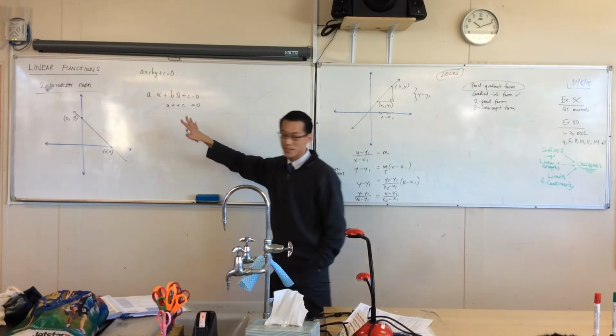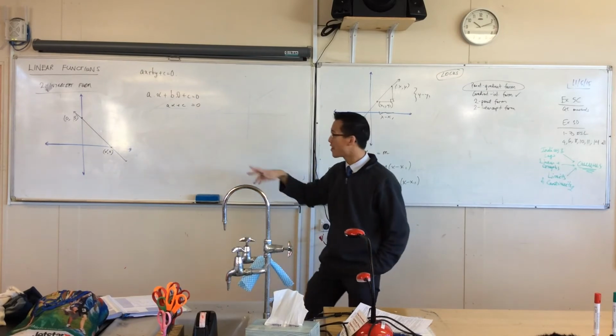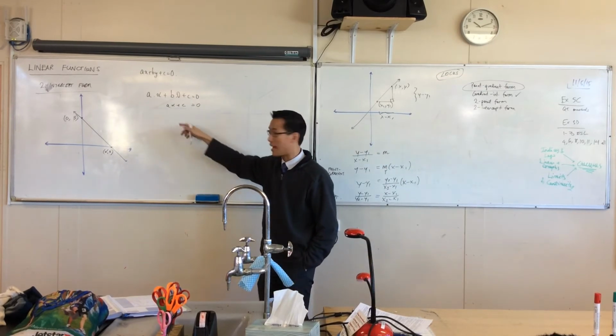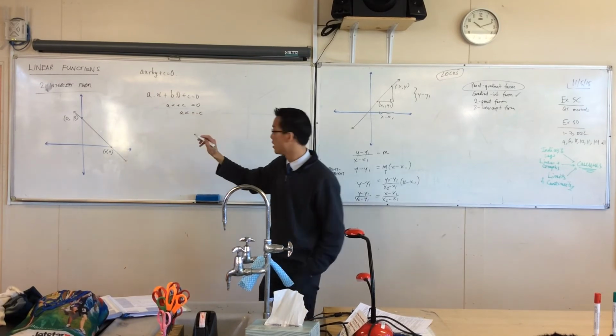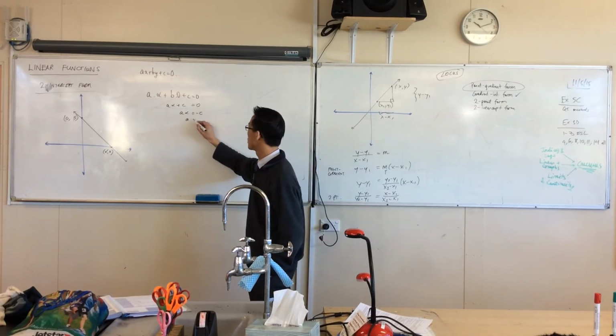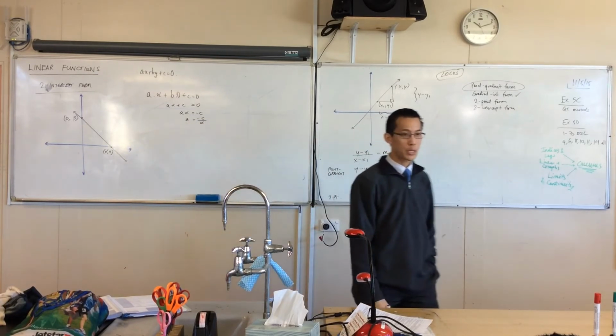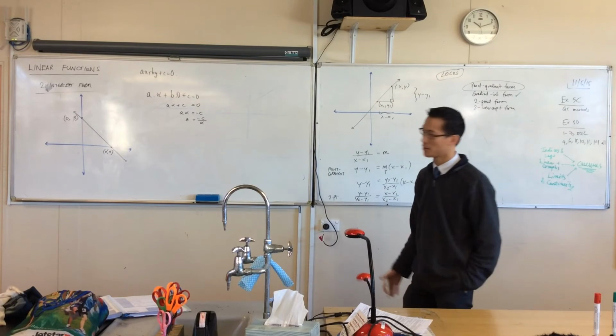Now, for reasons that will become clear as we go through, rather than make C the subject, I'm going to make A the subject. So I've got A alpha equals minus C, right? So making A the subject, I've got minus C on alpha. You happy with that? So I have a value for A now, whatever that is, okay?